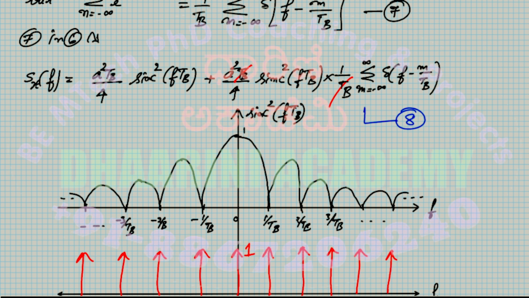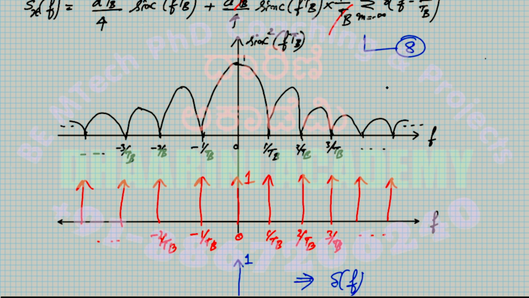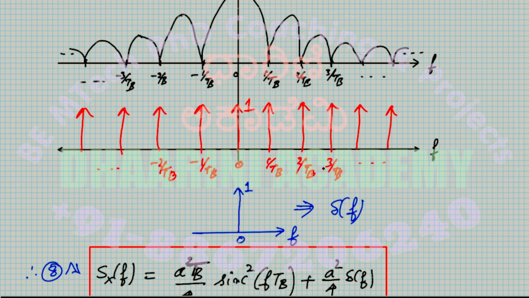So in order to understand how you get the product, we will consider the following diagram. The sinc square function, you can see in the first diagram. First it's a sinc function, right? Starts from 1, it becomes 0 at every 1 by TB, 2 by TB, 3 by TB, and so on. Every integer multiple of 1 by TB, it is 0. Whereas the second one is the delta function, with delta values located at m by TB. So m by TB is 1 by TB, 2 by TB, minus 1 by TB, minus 2 by TB, and so on. Everywhere you have this. Now, if you take a product, I get only one sample, that is delta of f.